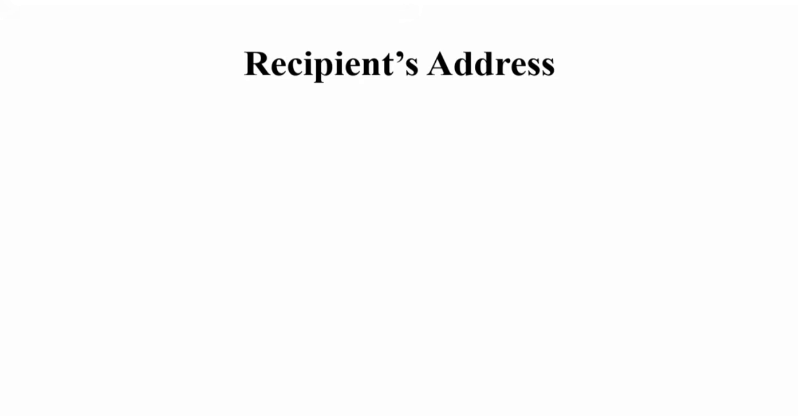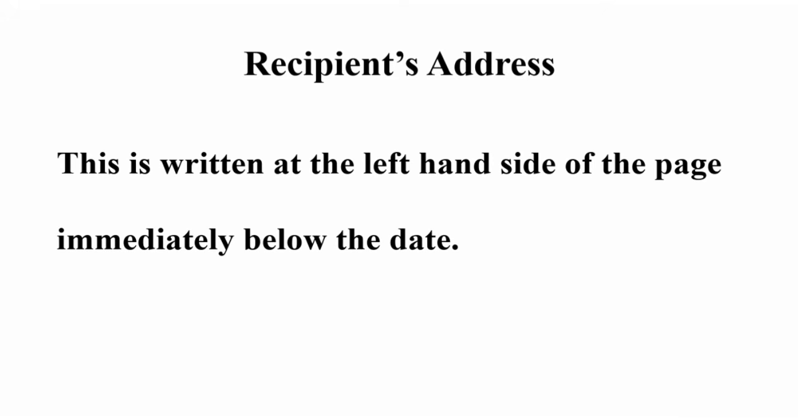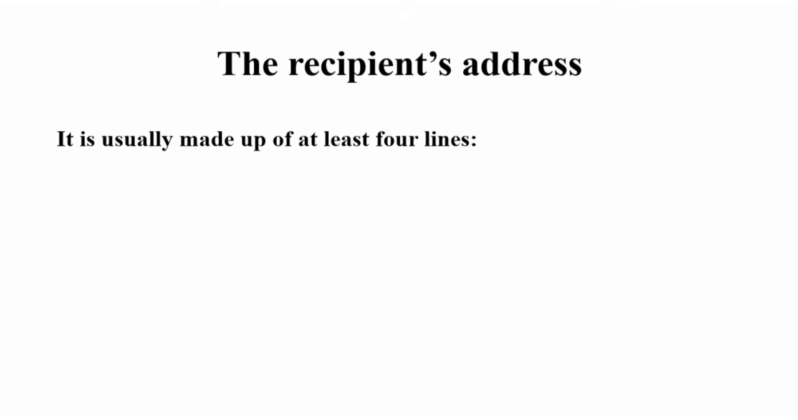Now, let us look at the recipient's address. This is the address of the person to whom the letter is sent. This is written at the left-hand side of the page immediately below the date. Please take note, do not attach date to the recipient's address. The date is written only once below the writer's address. The recipient's address is usually made up of at least 4 lines. This implies your recipient's address should not be less than 4 lines.